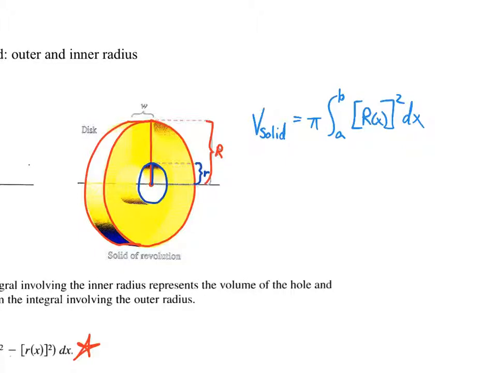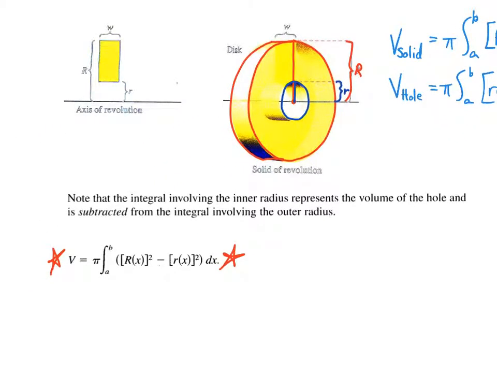The volume of the whole, I'm using that inner radius, so pi times the integral from a to b of the inner radius squared dx. And then, like you said, we take this solid and we subtract the whole, and we get the volume of just the part that we want. Okay, and that's where we get this formula here.